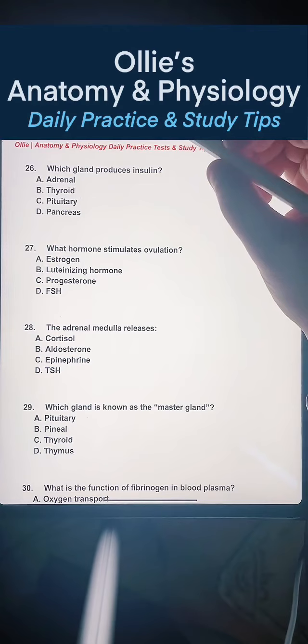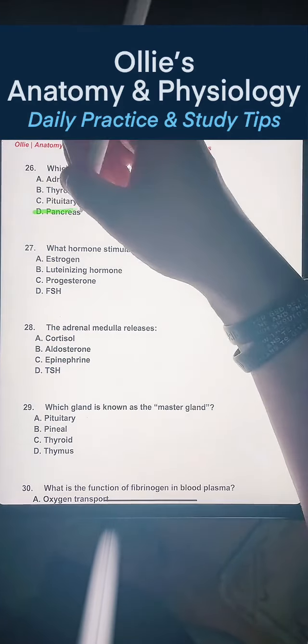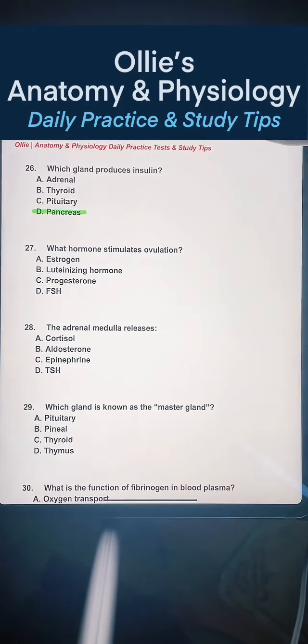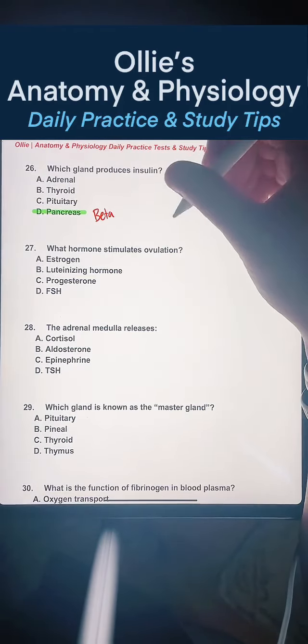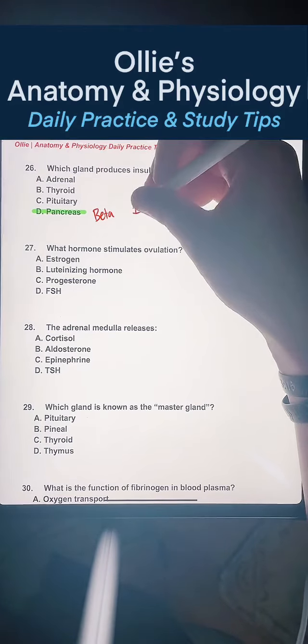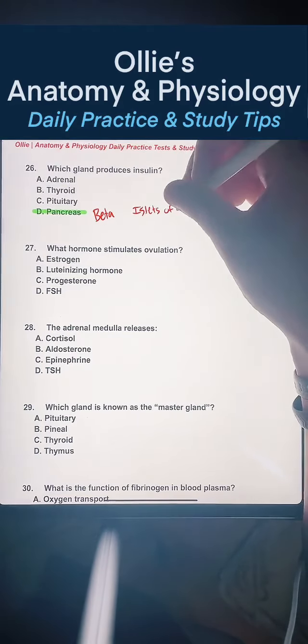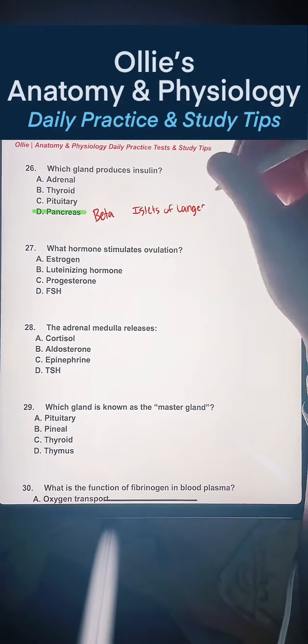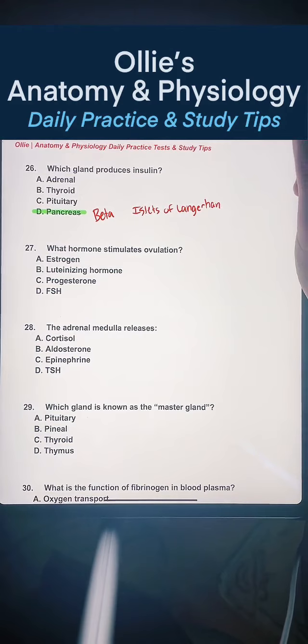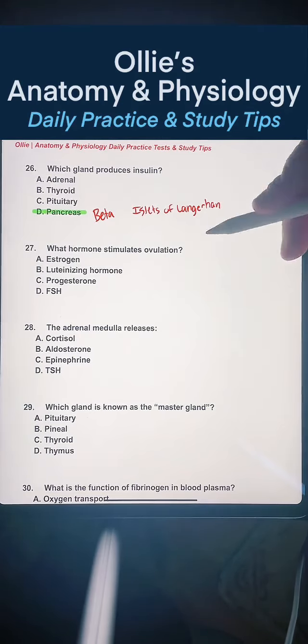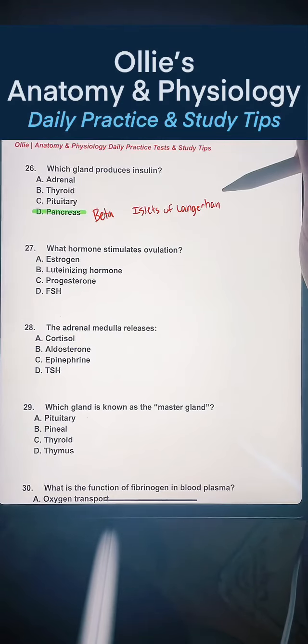Number 26, which gland produces insulin? The answer is pancreas. The pancreas has beta cells in the islets of Langerhans. Why it's named that, I'm not sure. It might be because somebody named Langerhans discovered it. Hopefully I discover something one day and then I can name it after myself, Ollie. I would love to do that. But they produce insulin and they regulate your blood glucose levels. They decrease the blood glucose level in your bloodstream.